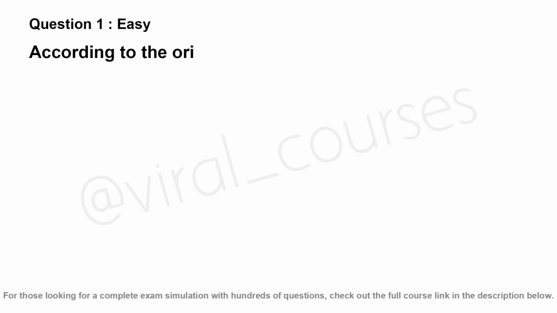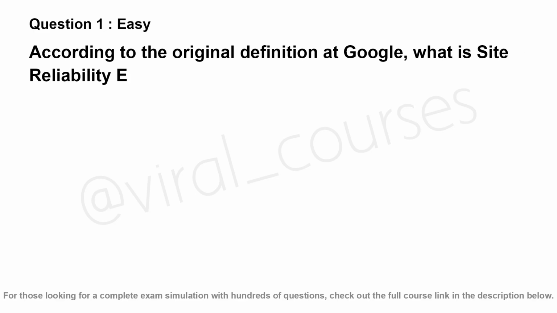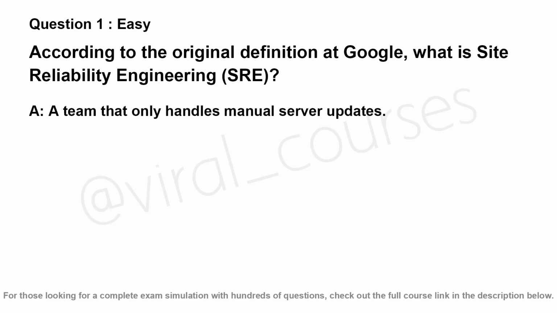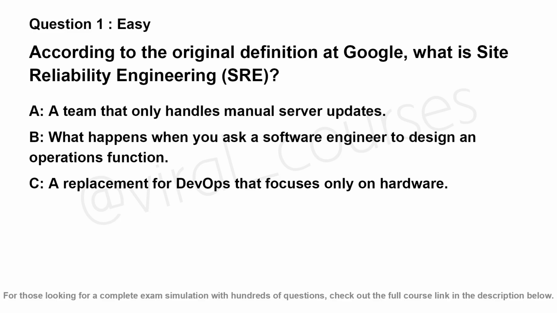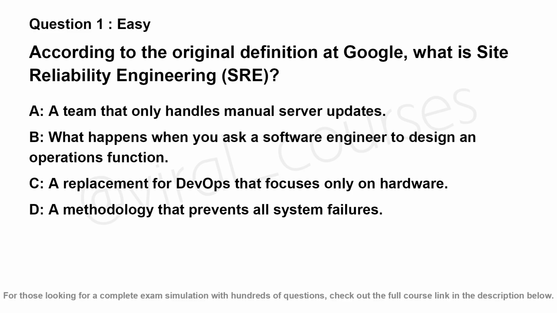According to the original definition at Google, what is site reliability engineering, SRE? Option A. A team that only handles manual server updates. Option B. What happens when you ask a software engineer to design an operations function? Option C. A replacement for DevOps that focuses only on hardware. Option D. A methodology that prevents all system failures.